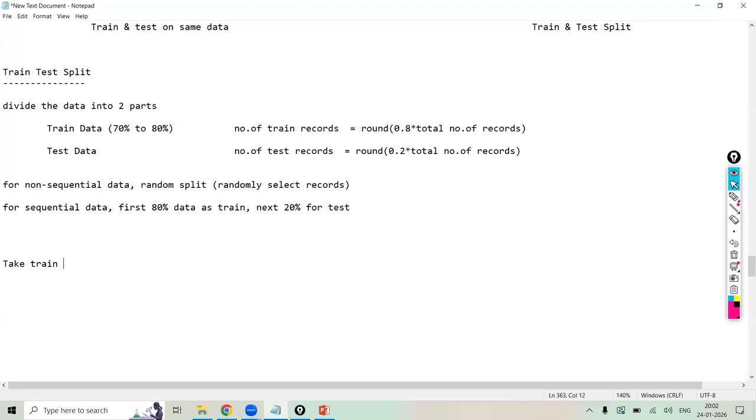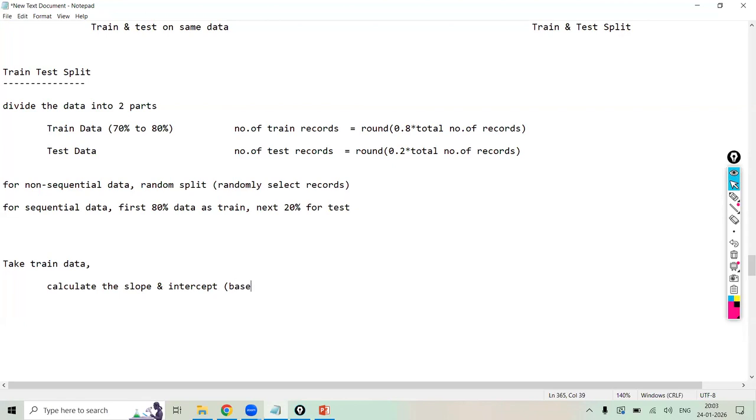What is the trained data? Take the trained data and calculate the slopes. What are the slopes? Slopes, that is betas, and intercept values. And what are the intercept values? Calculate the slopes and intercept both based on the trained data.